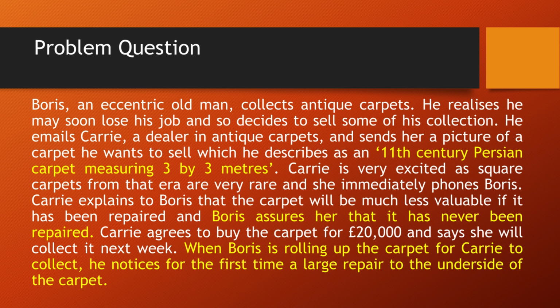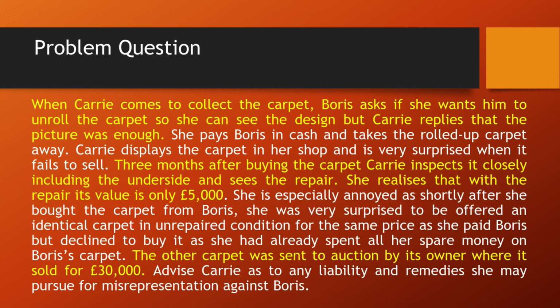When Boris is rolling up the carpet for Carrie to collect, he notices for the first time a large repair to the underside of the carpet. When Carrie comes to collect the carpet, Boris asks if she wants him to unroll the carpet so she can see the design, but Carrie replies that the picture was enough. She pays Boris in cash and takes the rolled up carpet away.